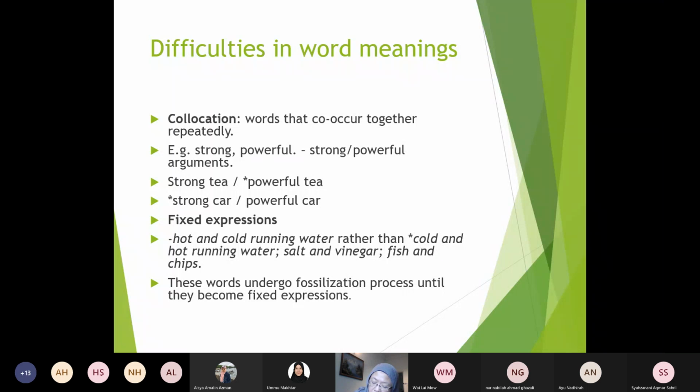Seluar hancing, and then ikan hanyir. So you can't say permaidani hanyir, seluar hanyir, ikan hanyir. So after being used repeatedly, they acquire some kind of special meaning in that sense, between the words.